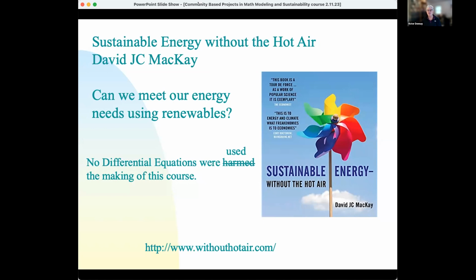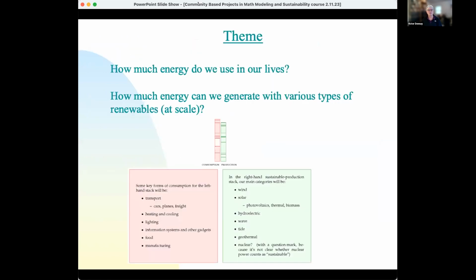Although you need to do clever modeling and approximations, you don't really need sophisticated math, and you'll see the students realize that. But it's very creative how he did it, and as a math person, not a physicist, I learned a lot about modeling from his approaches. So his theme is how much energy do we use? How much energy can we create?